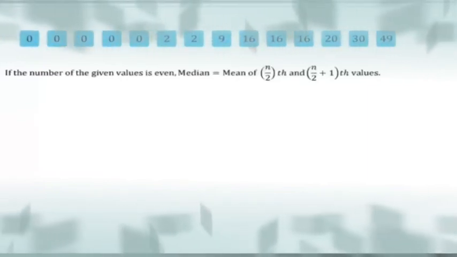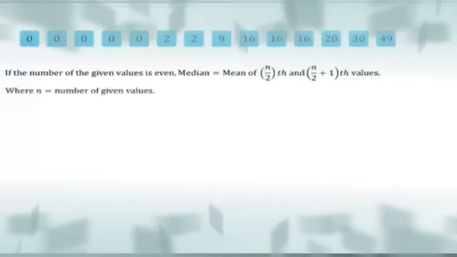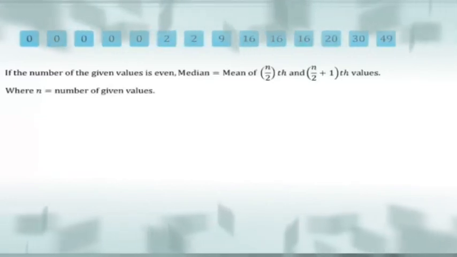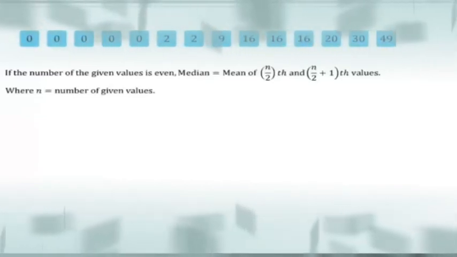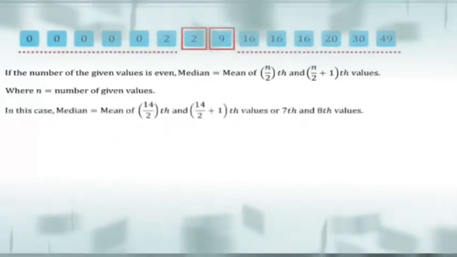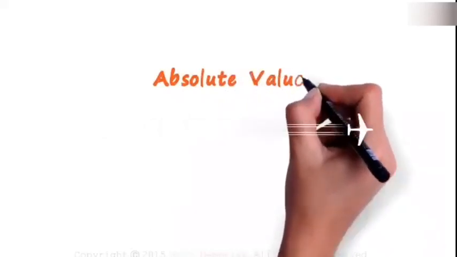If the number of the given values is even, as in this case 14, the median is the mean of the two middlemost values, which is given by the formula shown here. By the formula, the median of this group of values is the mean of the numbers at the 7th and 8th position of 5.5. We have seen what absolute value of a number means.